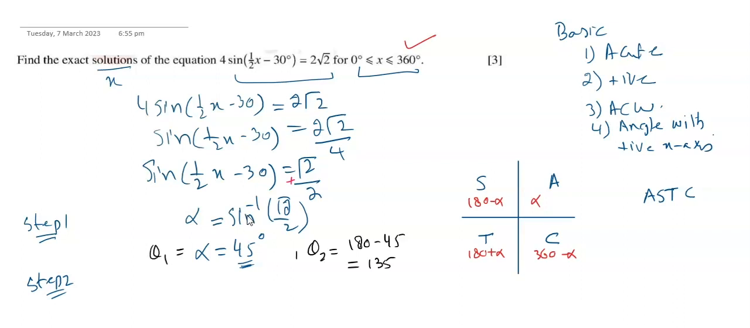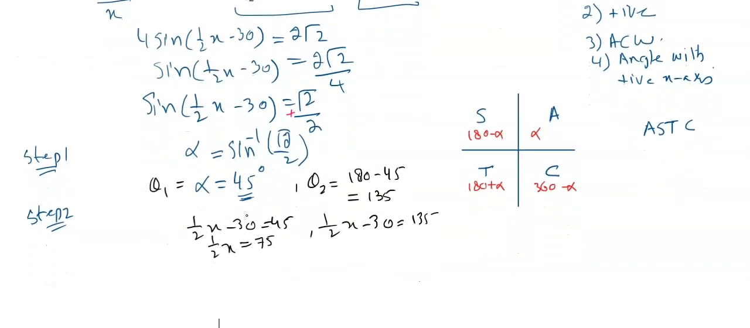Like it is not x or theta or something like this. The angle is this whole bracket. So we will actually put these two angles equal to this angle. Half of x minus 30 equals 45, and then half of x minus 30 equals 135. Now all we need is to make x the subject from here, okay? And that can happen if we bring this negative 30 on the other side. So when I bring this negative 30 on the other side, it will become 45 plus 30, which will make it 75.